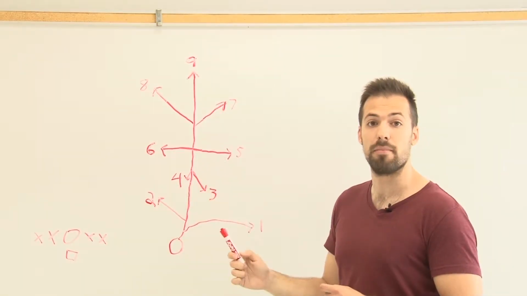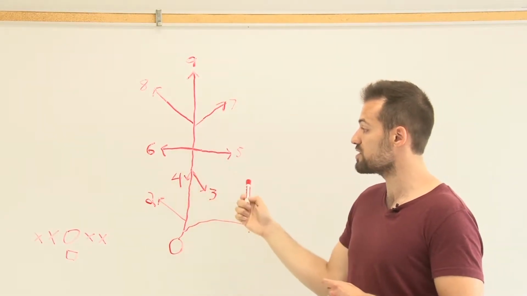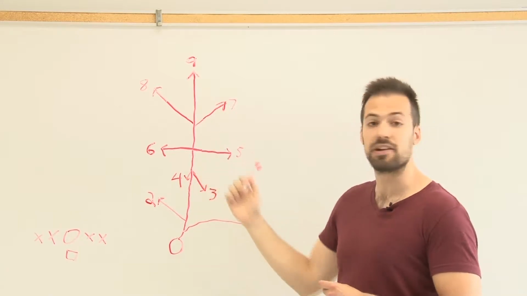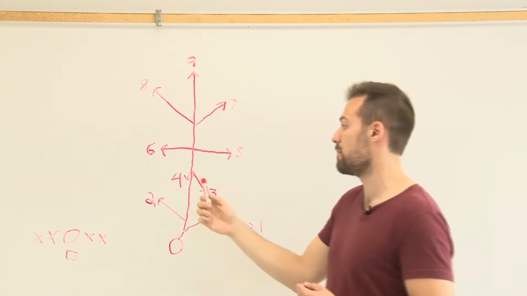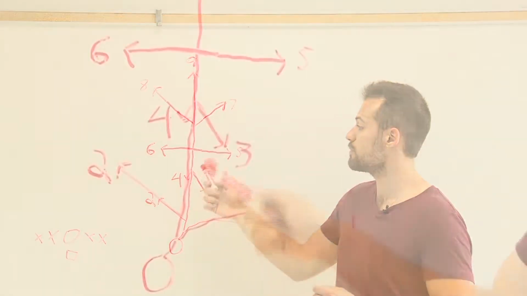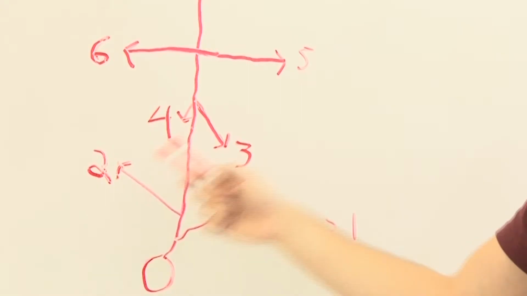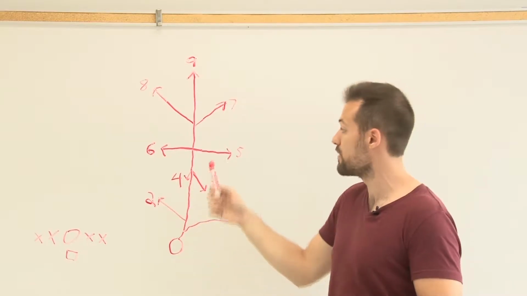A 3 is called a comeback. The receiver runs and immediately hitches towards the sideline diagonally, and comes back to the quarterback, hence the name comeback. Number 4 is similar, it's called a hitch or a curl, but you're not moving as much as a 3. You're quickly just turning around and showing yourself to the quarterback so he could hit you.